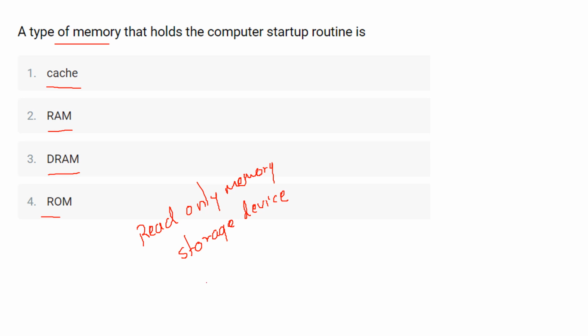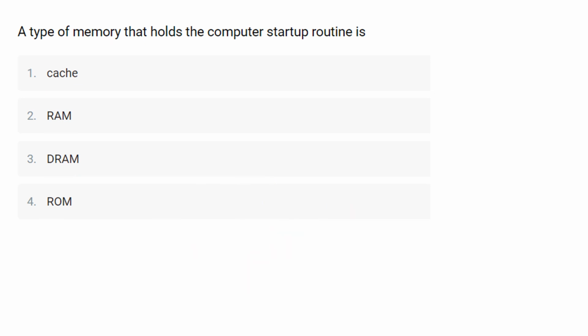The ROM is non-volatile storage, which means the information is maintained even if the component loses power. The ROM is located on the BIOS chip, which is plugged into the motherboard, and ROM plays a critical part in booting up and starting up the computer. So here the correct answer for this question is option number 4, that is ROM.